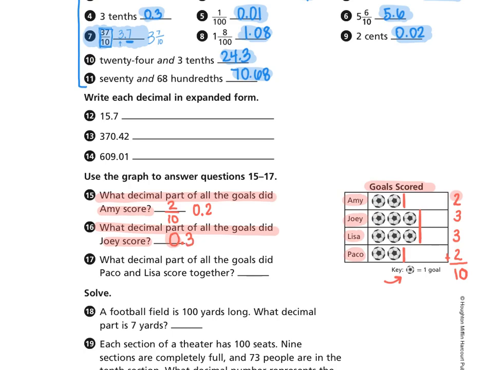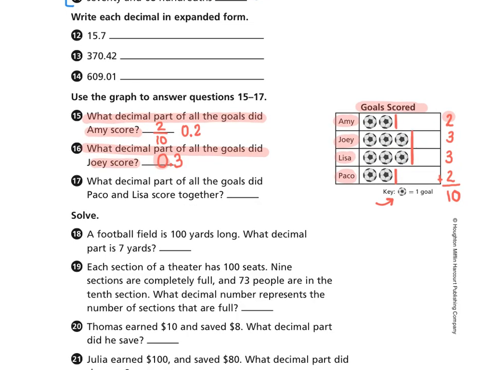Okay? The last question is number 17. It says, what decimal part of the goal did both Paco and Lisa score together? Let's have Shavi. Can you answer that one for me, please? Are we on number 17? Yes, we are. Okay. It's 5/10. Good. 0 and 5/10. Okay.